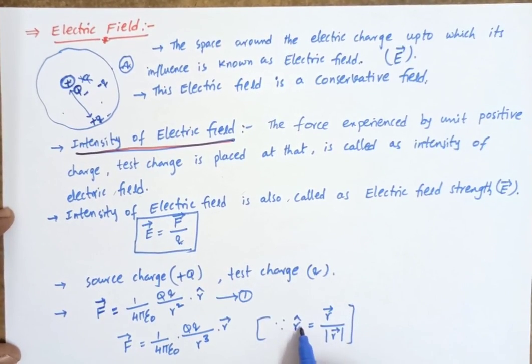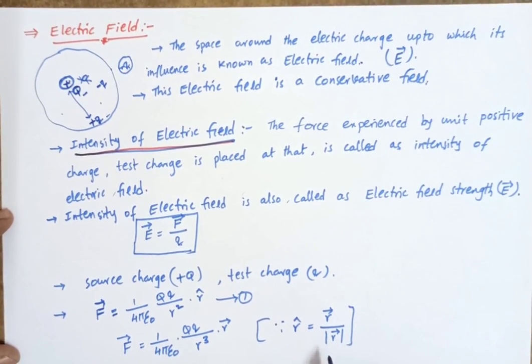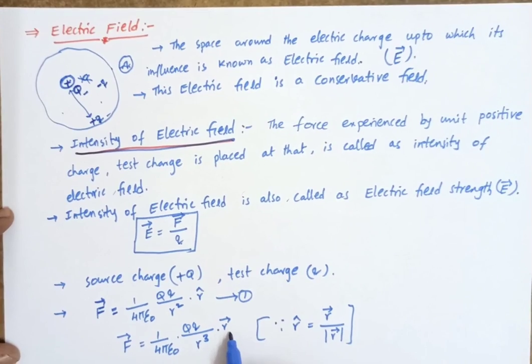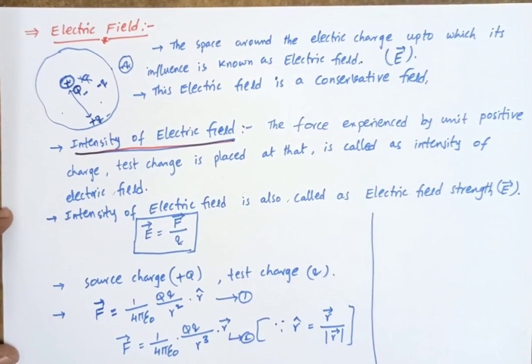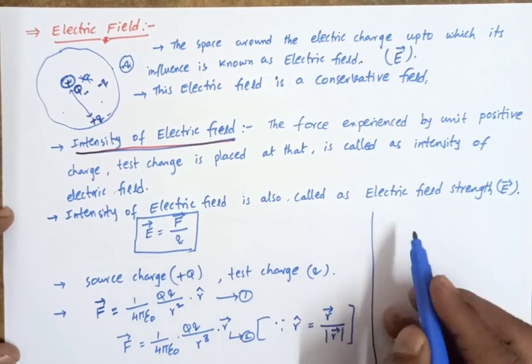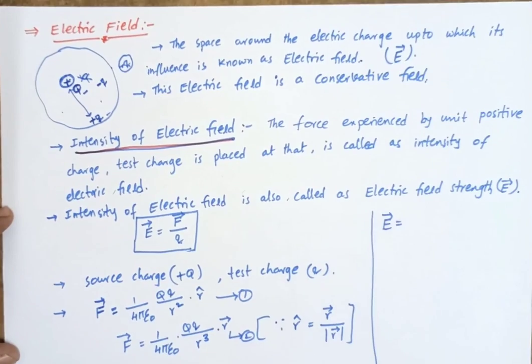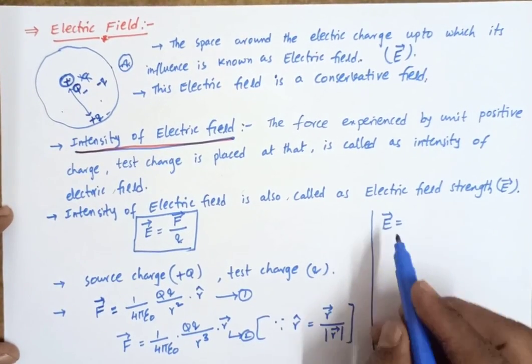So unit vector R cap equals R bar by mod of R bar, which is nothing but small r. Then F equals 1 by 4 pi epsilon naught, q by R cube, into R. So this is equation number 2. Now, the electric field strength or intensity of electric field.